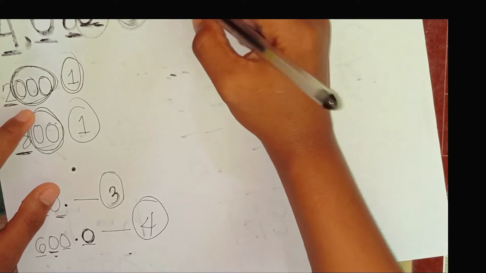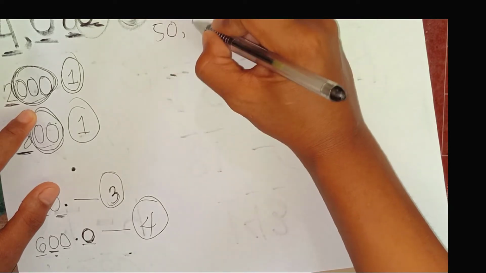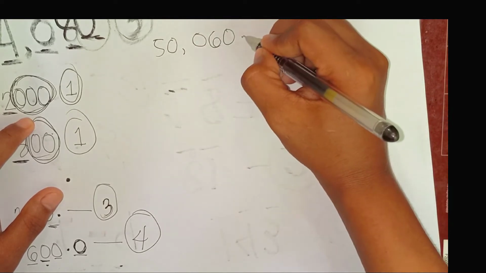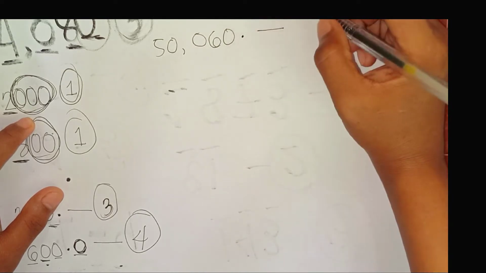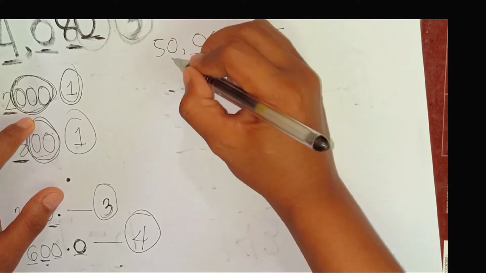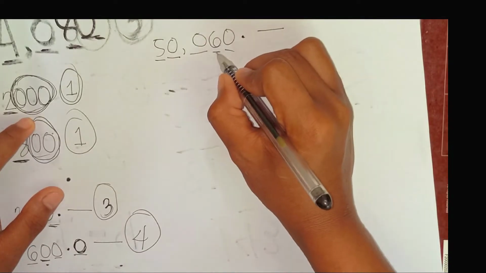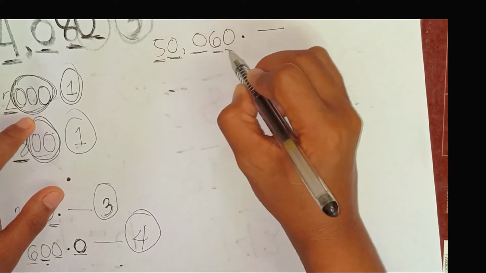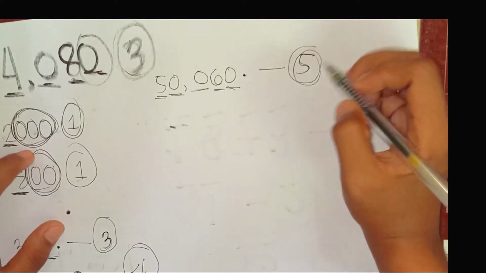So now what about this 50060 point? With the decimal point, how many significant figures are in this number? Since we have a decimal point here, every zero to the right of the non-zero numbers is counted as a significant number. So we have 1, 2, 3, 4, 5. We have 5 significant figures.